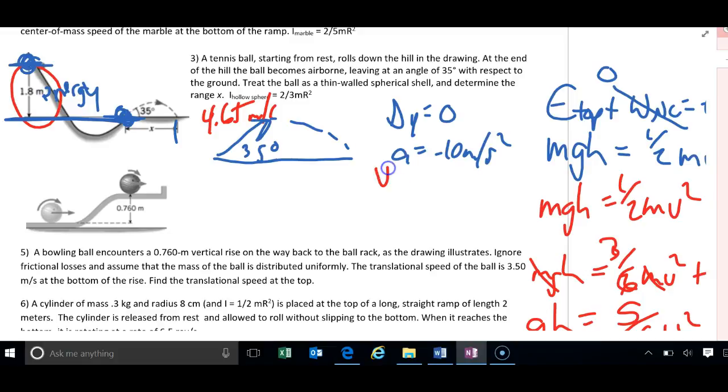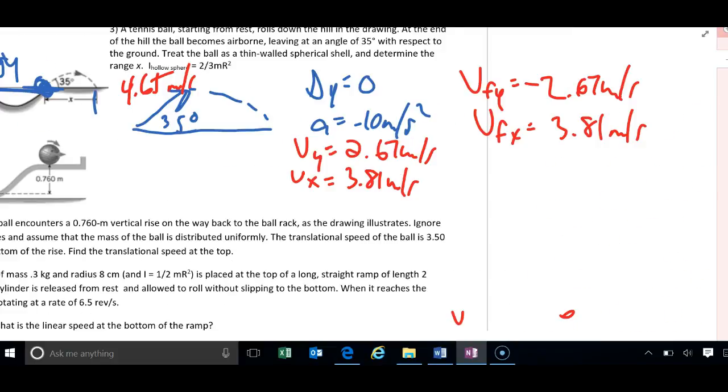My Vy, and I can do my Vx using trig. So let me pause this. You can do the same, and let's list all the other variables we may know. Here's the variables that I ended up with. V initial in the y is 2.67. V initial in the x is 3.81. Now I can see this is a perfect parabola, so the numbers over here and here are the same, except one is up, one is down. So the final is negative 2.67. We know Vx doesn't change because there's no forces in the x.